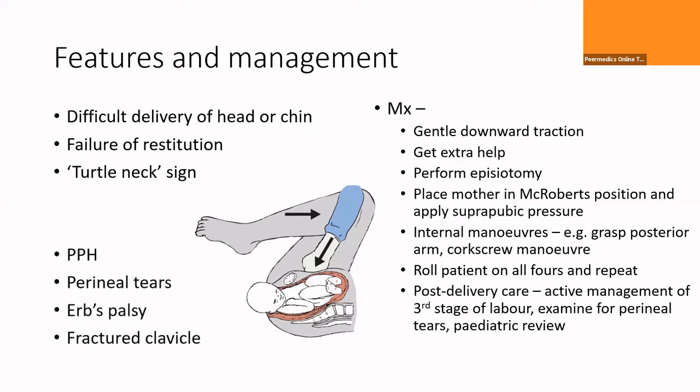And you've got the complications that tend to happen from this, which include postpartum hemorrhage and perineal tears. So both of those are where mum's concerned, and where baby's concerned, it's things like Erb's palsy, which is one of your brachial plexus injuries, and fractured clavicles.